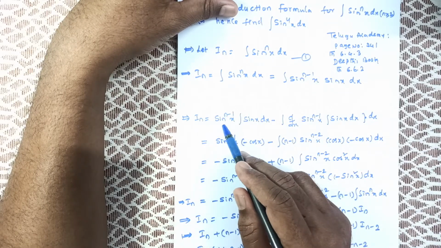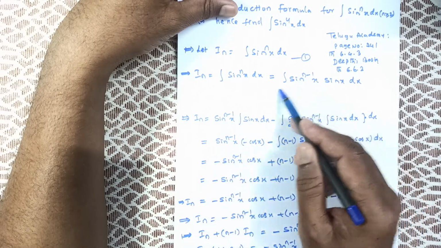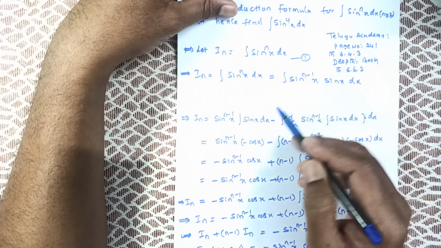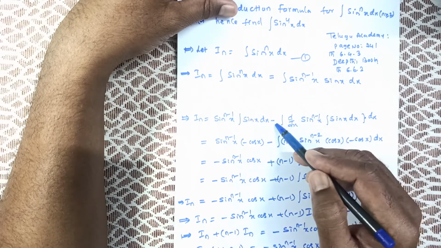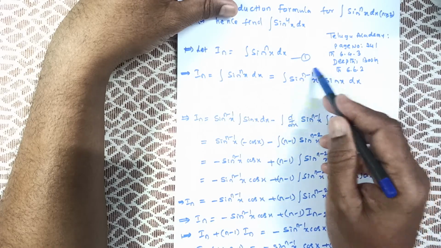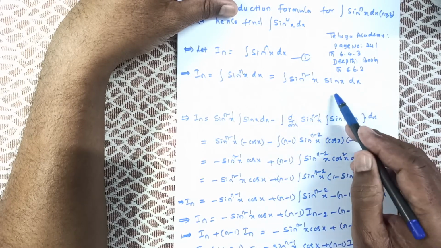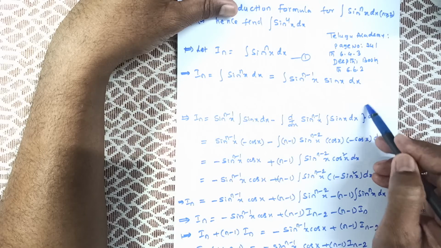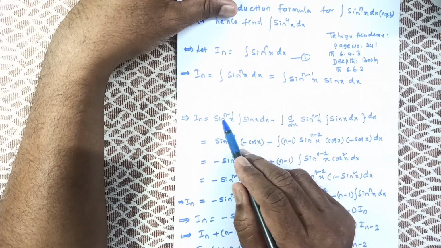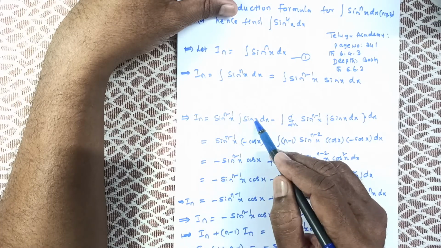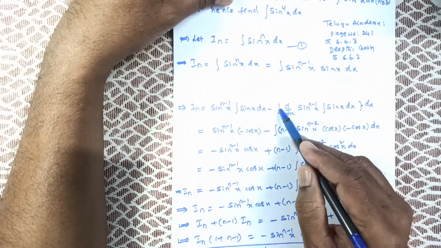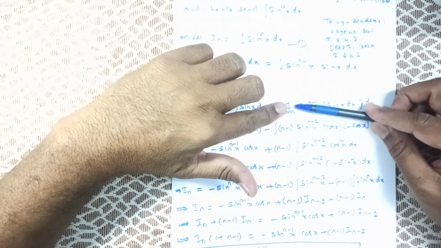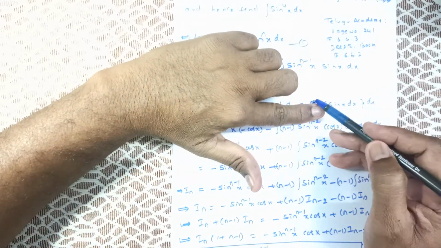So I_n is equal to sin power n minus 1 of x, which we take as u, and the integration of v dx, where v is sin x, minus d by dx of u. Here u is sin power n minus 1 of x, and the integration of v is the integration of sin x dx. The sin power n minus 1 of x stays as it is. The integration of sin x is minus cos x, minus the integration of d by dx of u.